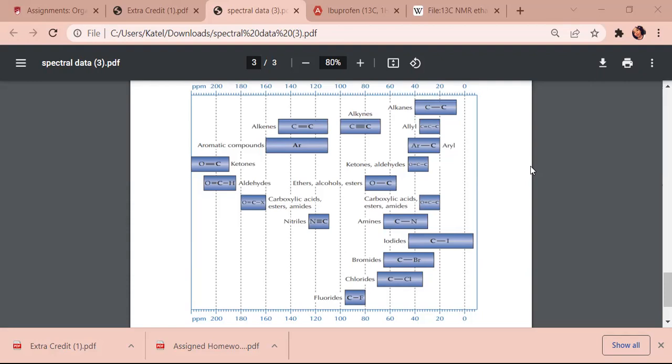So now we're going to go into, sorry, I'm pulling it up, the integration, which is the intensity of signals.